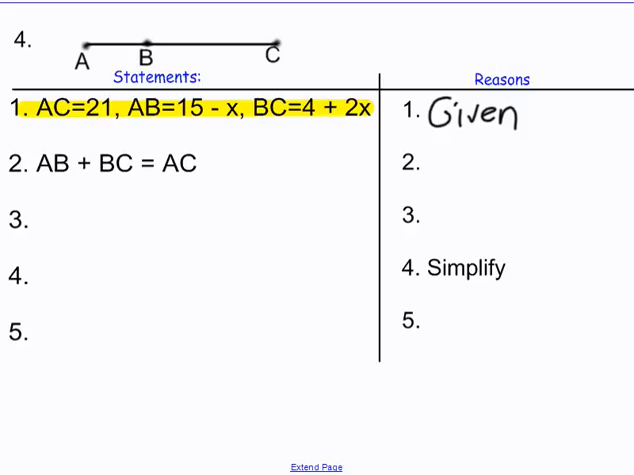We're looking at the given, which says that AC is 21. If I look at the picture, I say, oh, AC, this whole thing is 21.